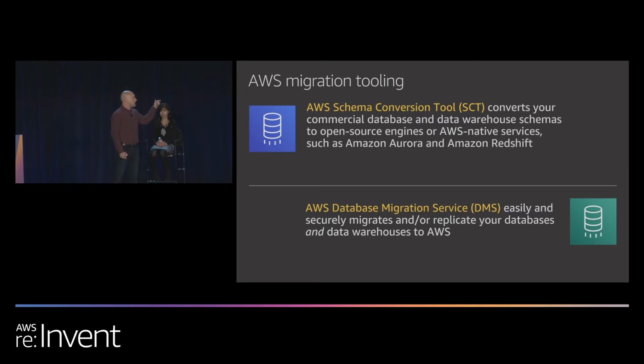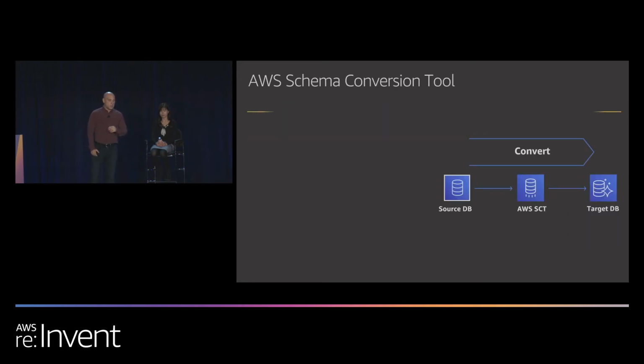Then I have DMS, which is our Data Migration Service. This is essentially a replication service. It allows you to do heterogeneous replication, moving data from one database into another. So say, for example, you used SCT to convert the schema. You can then use DMS to start replicating that data from one database into another.